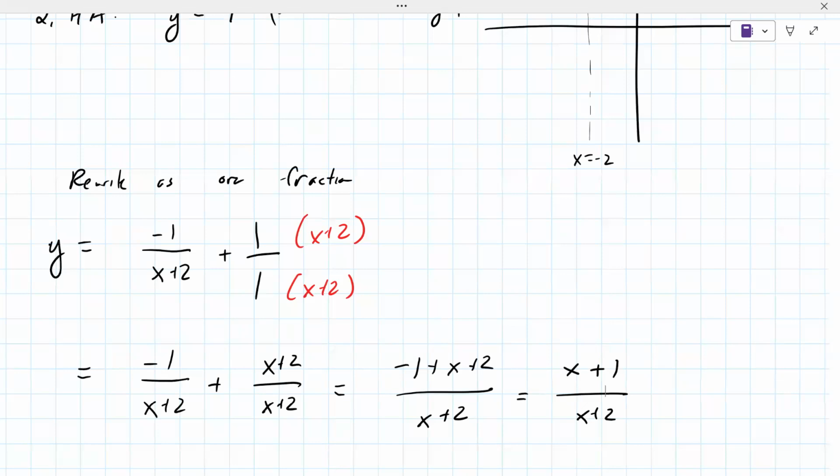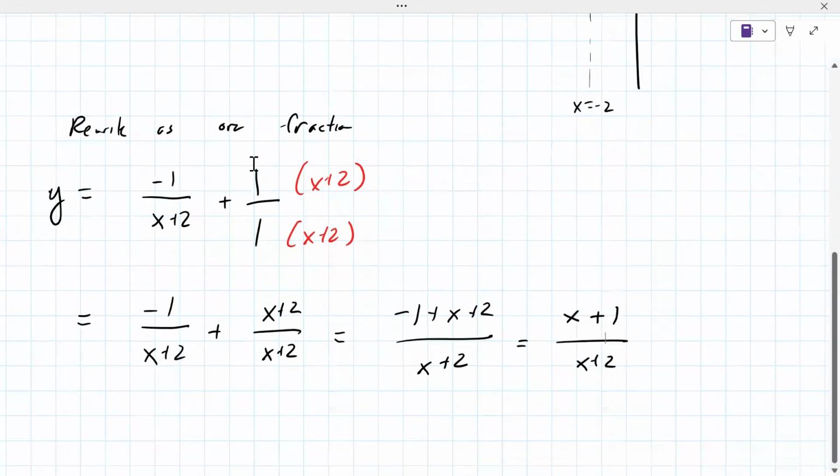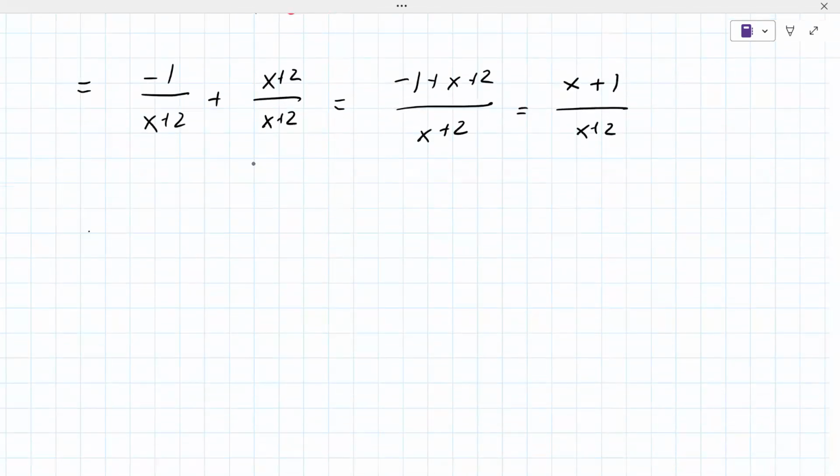Any questions on that? No, I get it a little. All right. So now we can go back to doing some things. We can find the x-intercept. The x-intercept is when the numerator is equal to 0. So you said x plus 1 equal to 0.